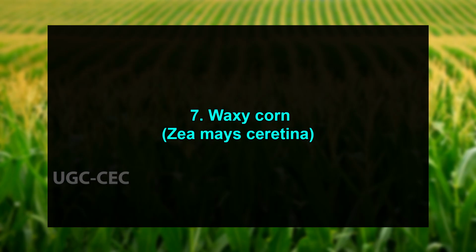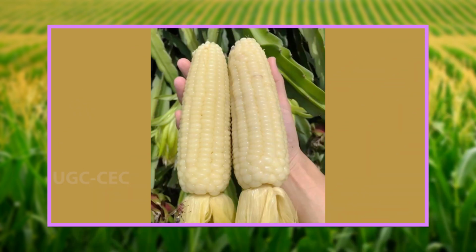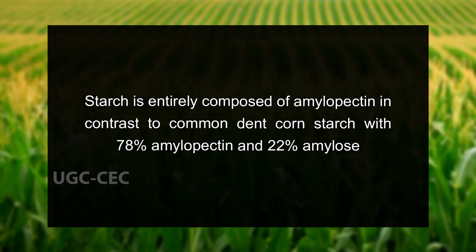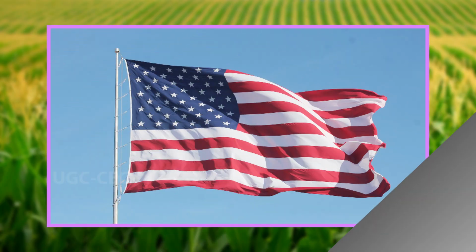The seventh and the last one is waxy corn. It is also known as Zea mays ceratina. Kernels have a waxy appearance. Starch is entirely composed of amylopectin in contrast to common dent corn. Starch comprises 78% amylopectin and 22% amylose. Waxy corns are of Chinese origin. The mutations of dent corn have resulted in the evolution of waxy corn in the United States of America. The waxy corn hybrids developed in the USA with starch similar to tapioca are grown for supplying new raw materials for specialty products of the wet milling starch industry, for textile, paper sizing and corn oil.